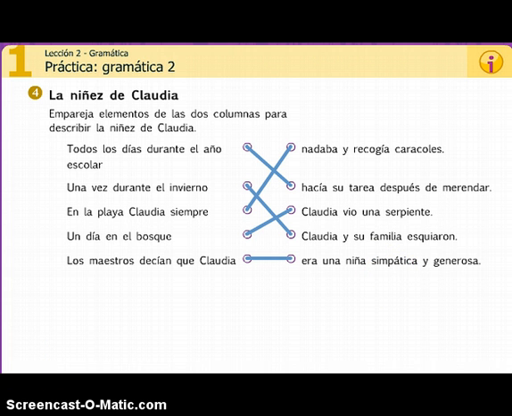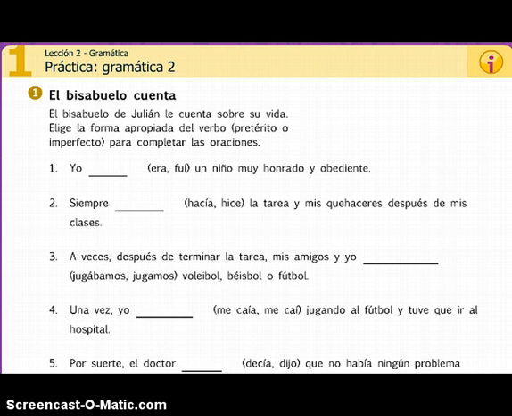Muy bien. Ahora en esta práctica el bisabuelo de Julián le cuenta sobre su vida. So Julián's great-grandfather is going to be talking about his life. Necesitamos elegir, choose, la forma apropiada del verbo pretérito o imperfecto para completar las oraciones. So we need to think about the context of the sentence and decide if we want to do preterite or imperfect. Go ahead and pause the video at this time so you can complete this activity.